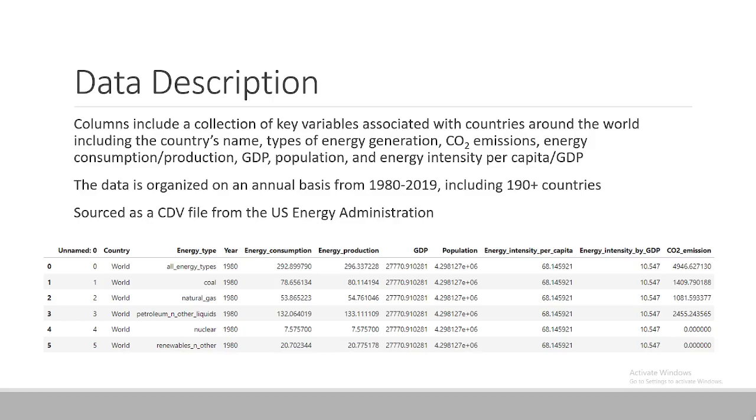The data is overall analyzed on an annual basis from 1980 to 2019, with data sourced from 190 plus countries. The data is structured in a CSV file with all data sourced from the U.S. Energy Administration.